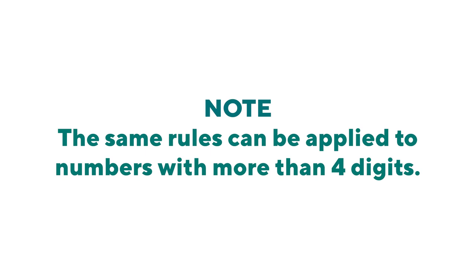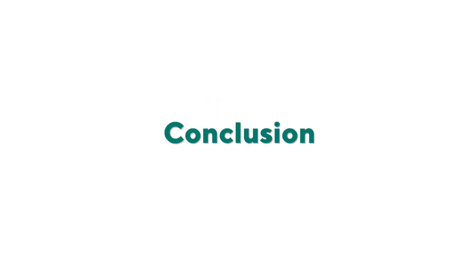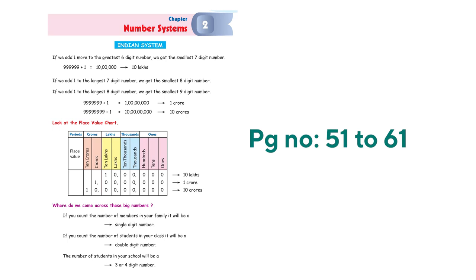These same rules can be applied to numbers with more than 4 digits as well. Next time you come across a large number, don't panic. Just follow the rules and you will be able to read it easily. You can find this chapter in your textbook from page numbers 51 to 61 under the chapter name Number Systems. I encourage you to go ahead and read the chapter, and there are a lot of practice questions given for you to answer. Once you do that, you will be super good at reading and writing large numbers.